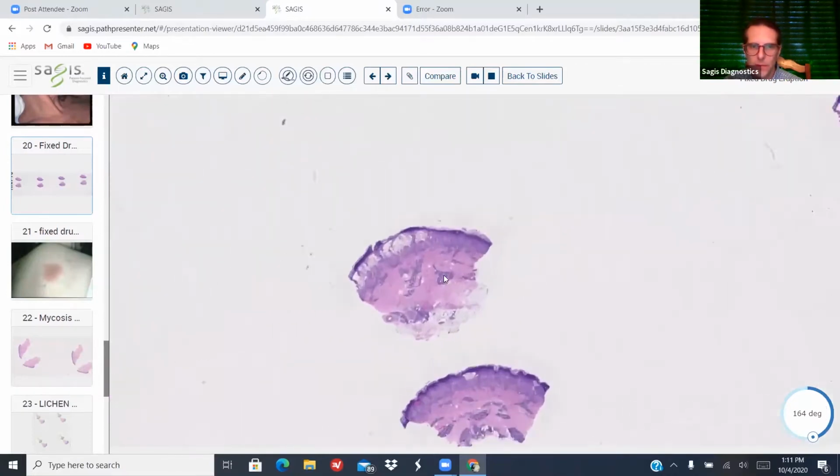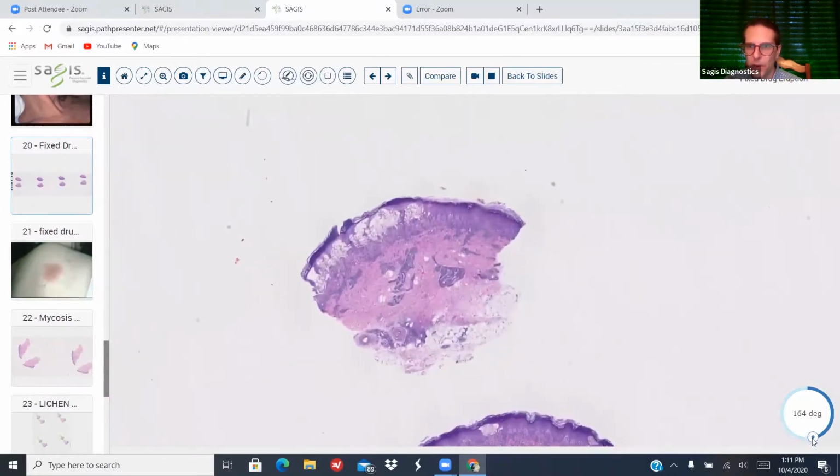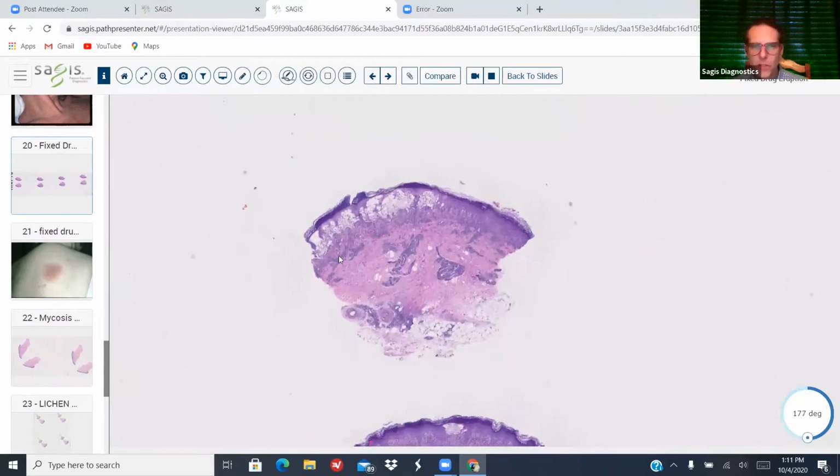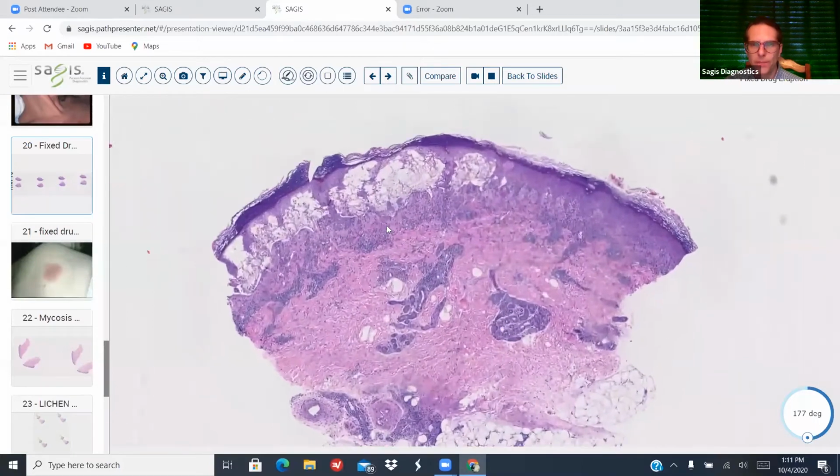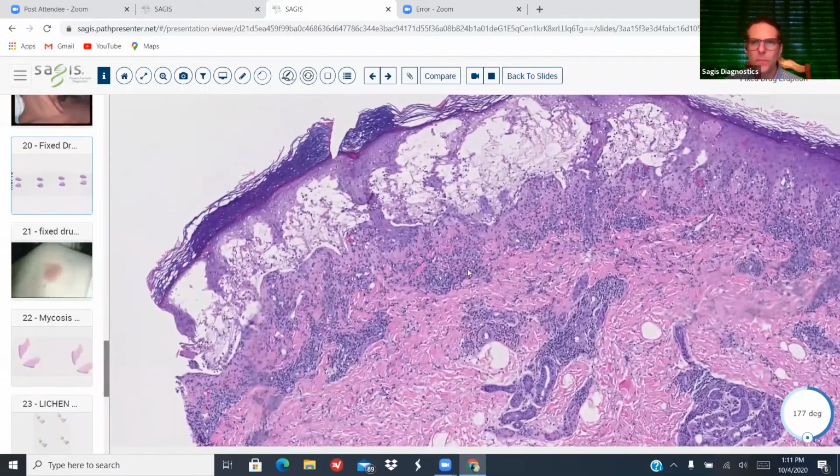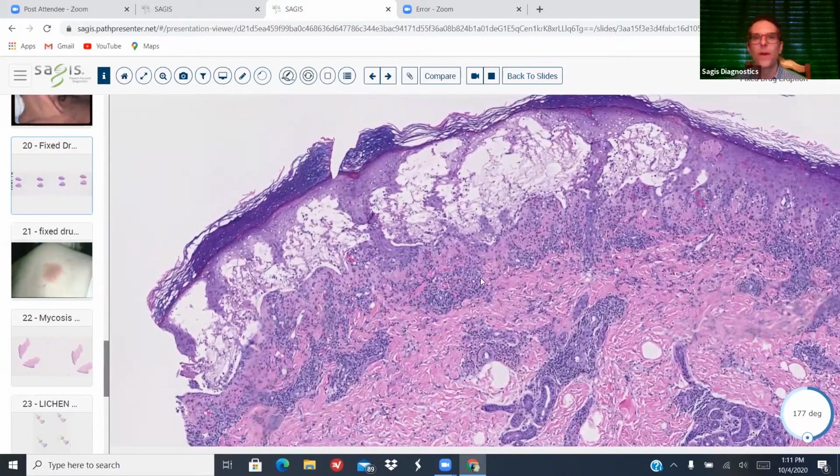Okay, go to higher power here. For the pattern analysis, we see a superficial and deep perivascular infiltrate. And obviously at low power, we're noticing something's going on at the DEJ. There's this vesicle formation. And so one thing at low power you might be thinking about is, is this a vesicular, immunobullous disorder like bullous pemphigoid? Of course, we have to know what the inflammatory component is.